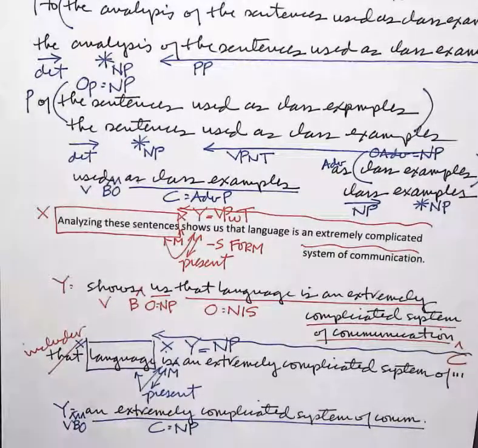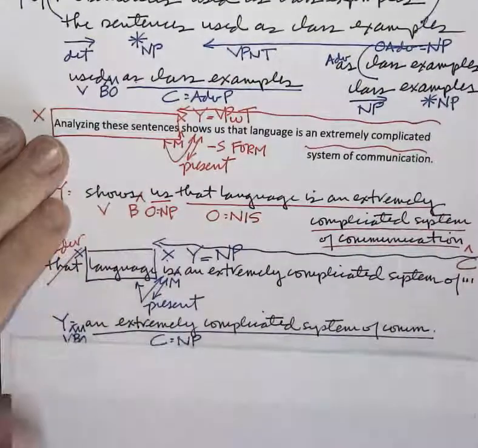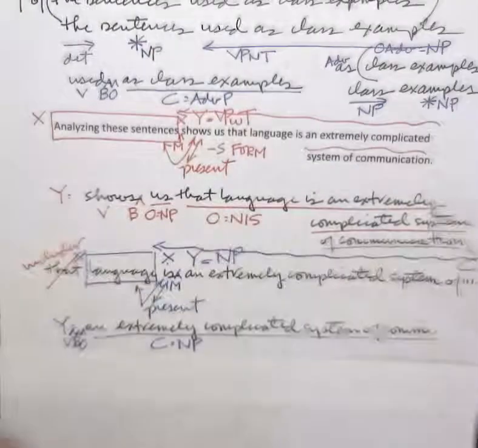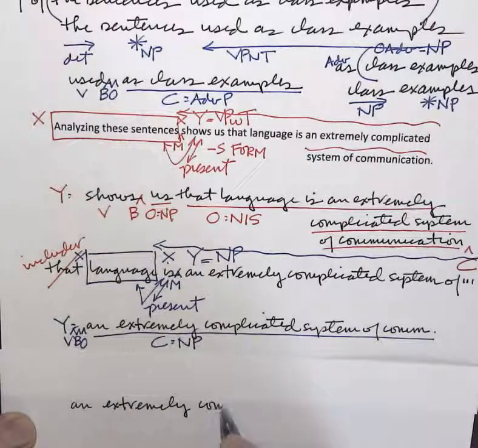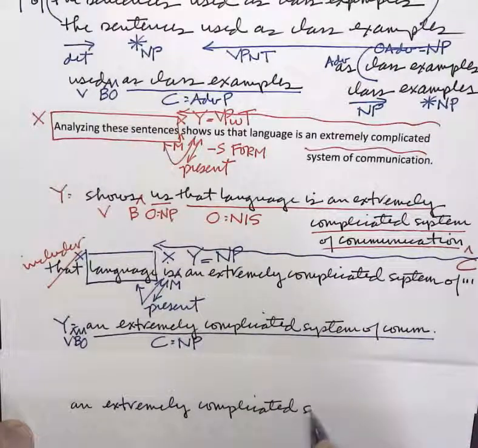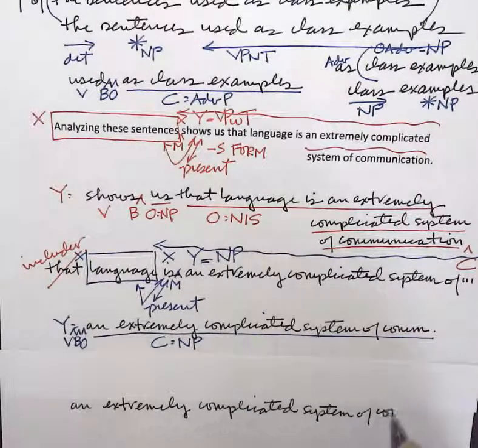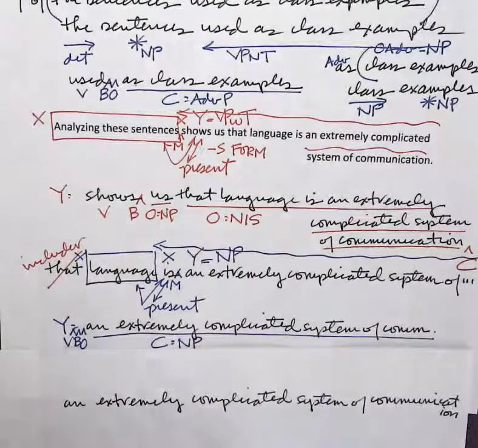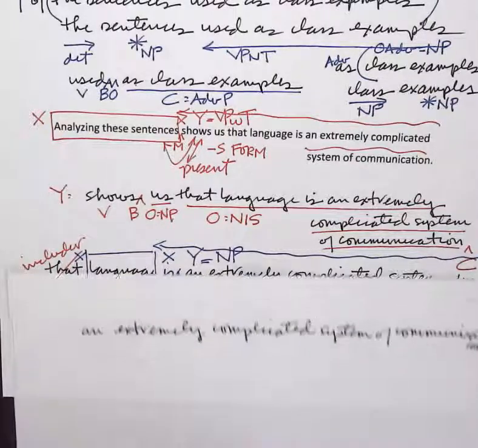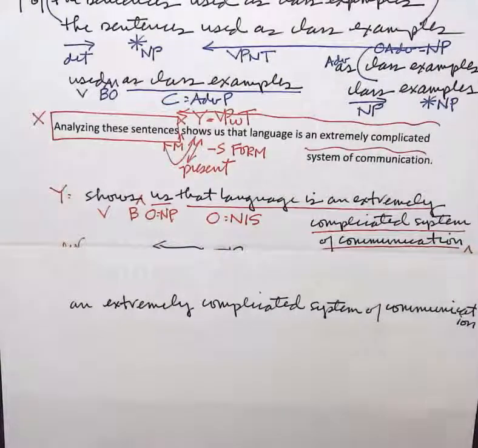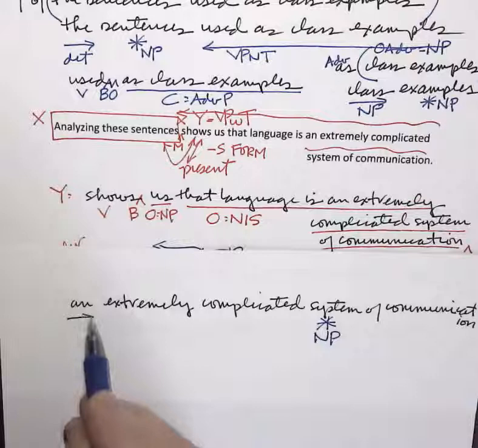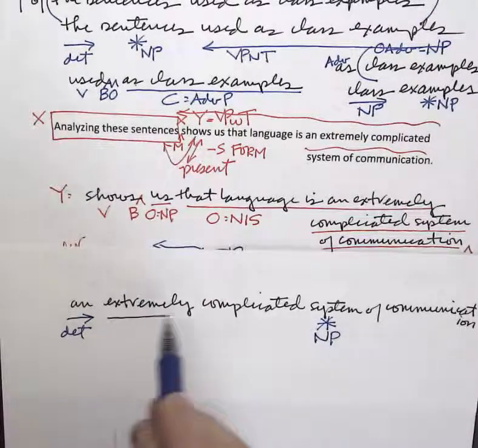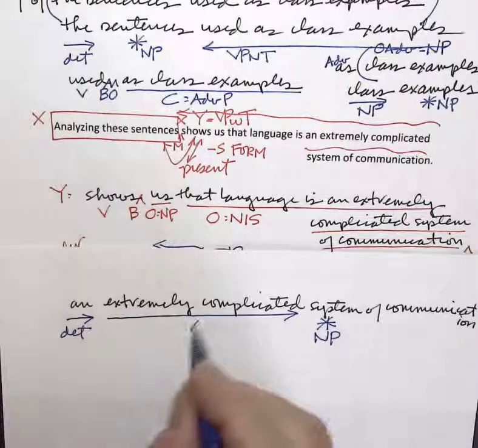Let's take the noun phrase and we'll rewrite it. An extremely complicated system of communication. Okay, I kind of ran out of room over there. And let's see what kind of analysis we'll come up with here. System is the head. It's the noun phrase. An is a modifier, a determiner, and extremely complicated works together as one modifier. That's an adjective phrase.